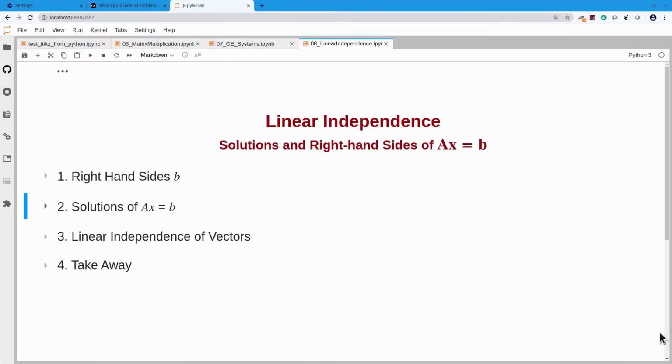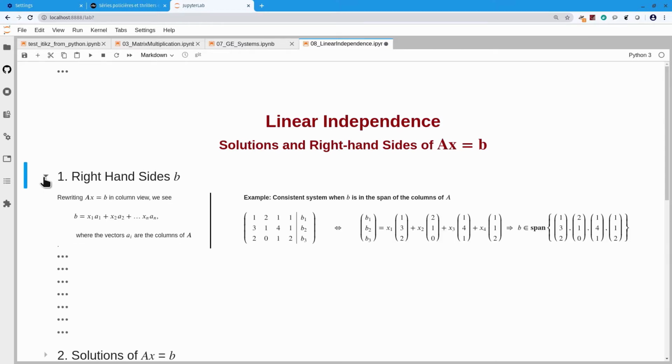Let's take another look at the equation Ax equals b and what that implies about both the right-hand sides of that equation and about the solutions of that equation. But in so doing, we are going to uncover a fundamental concept, the linear independence of vectors. Let's start with right-hand sides of the equation Ax equals b.